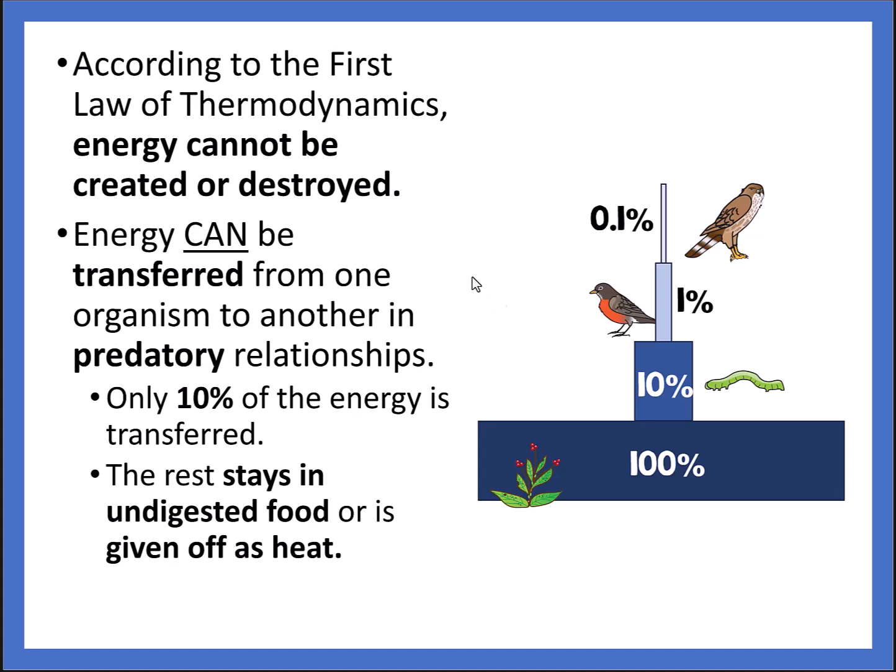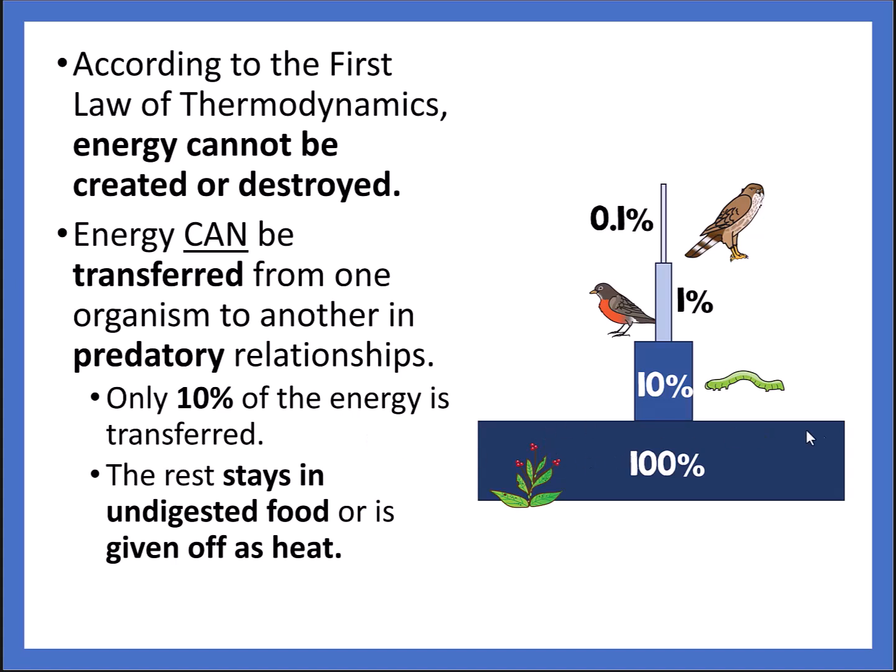Energy can be transferred from one organism to another in predatory relationships. So we have predatory relationships going on here. But only about 10% of the energy from one trophic level is actually being transferred to the next. The rest is being used for, like we said, growing, moving, reproducing, and so on. And a lot of it is being given off as heat, and some of it is being processed out as undigested food, specifically when we're talking about our consumers here.